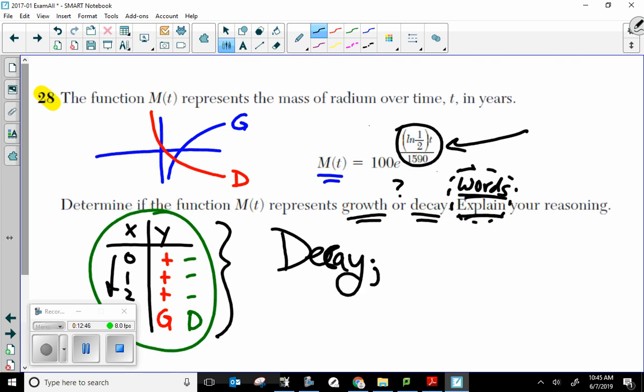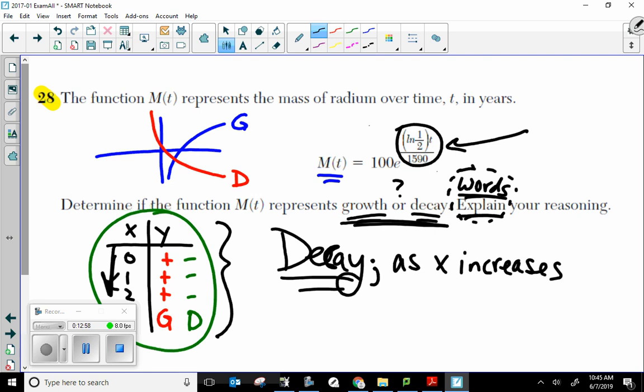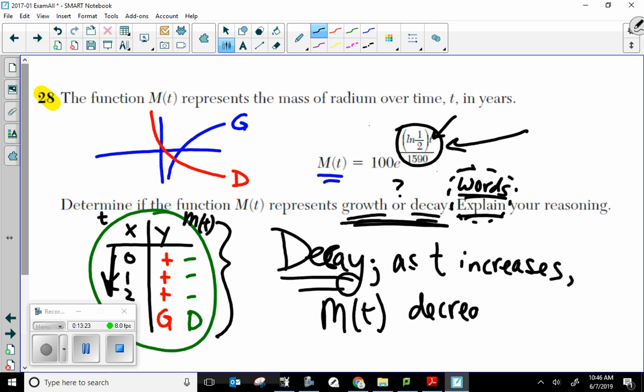I need to explain. Okay, this is the first part. You need to state this. Decay. Explain. As x increases, that means as x gets bigger and bigger. Oh, man, be careful. They don't have x here, do they? They have t. So I better make sure. I should probably put t here just to be safe. As t increases, m of t, because that's the same thing as my y, right? This is t. This is m of t. As t increases, my m of t decreases. And by definition, that is decay.